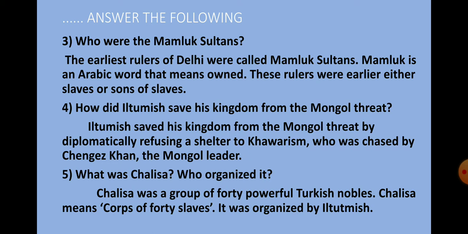5. What was Chalisa? Who organized it? Chalisa was a group of 40 powerful Turkish nobles. Chalisa means corps of 40 slaves. It was organized by Iltutmish. So here 5 questions are over. Now we'll move to the next question.